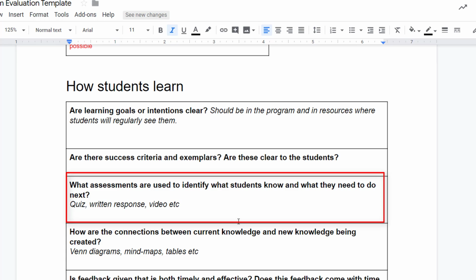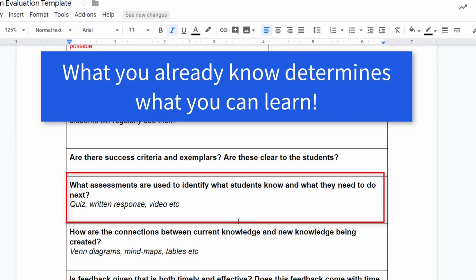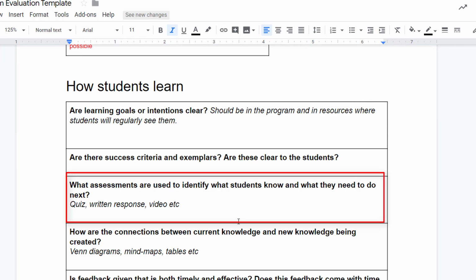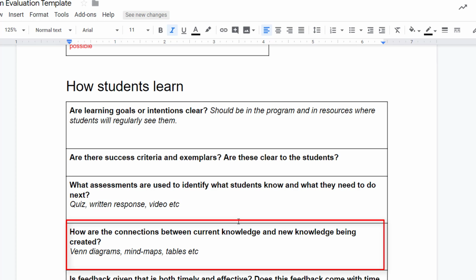Next, what assessments are used to identify what students know and what they need to do next? It's really important for every teacher, I think, to know that what you currently know determines what you can learn. And so we can't really expect our students to be learning what we're putting in front of them if we don't know where they currently are at. Every unit really needs to have a diagnostic assessment at the beginning of it, where you are finding out what your students already know that's related to the content you're about to do.